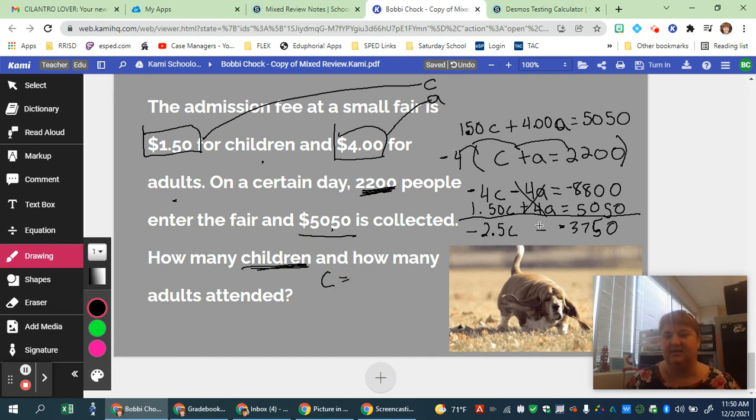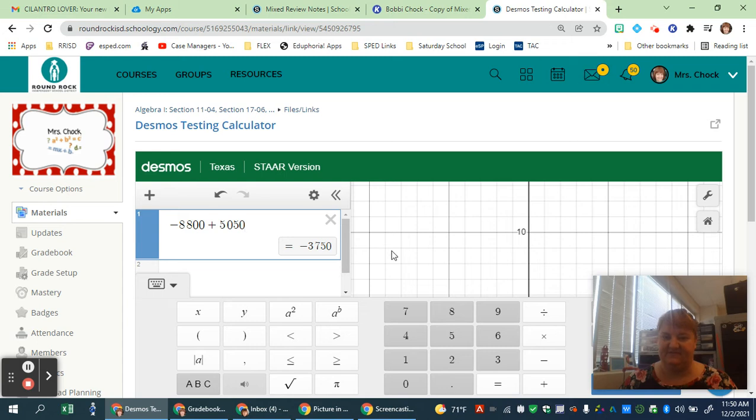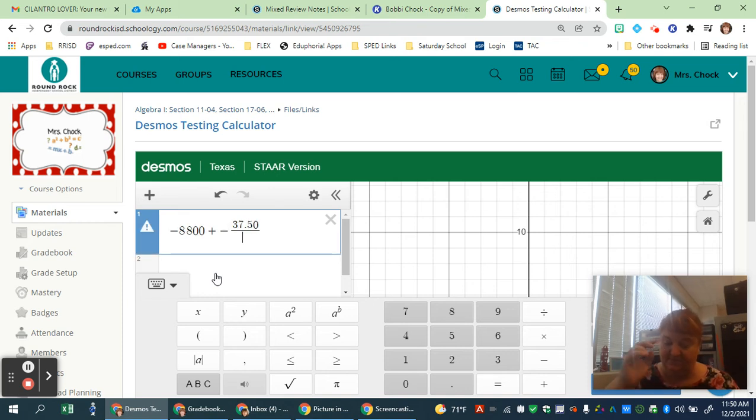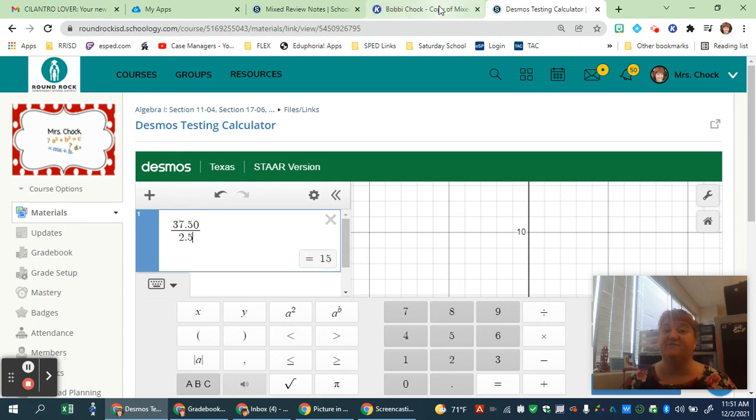So children, negative 3750 divided by, what was it? Negative 2.5. Okay, we're just going to take the negatives out because it's being funky on my negatives. There we go. I know it's going to be positive. So 15 kids attended.